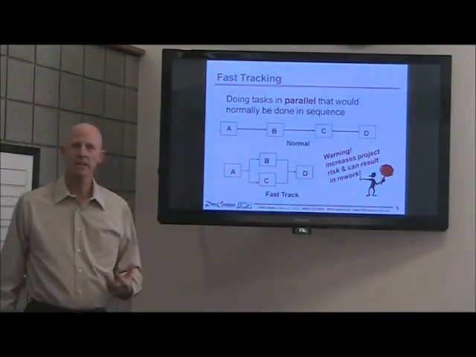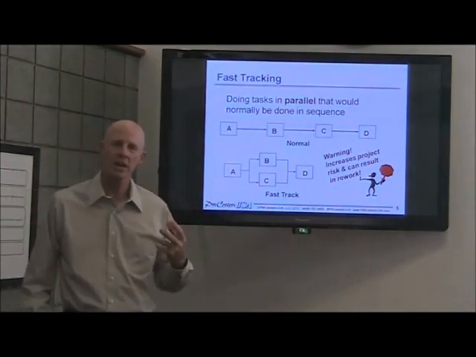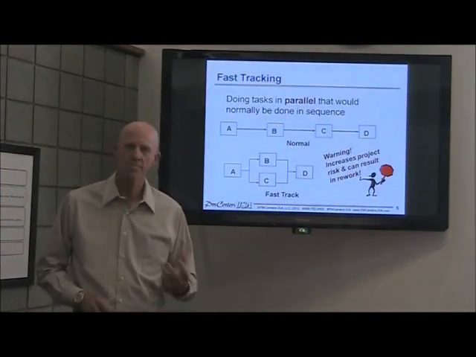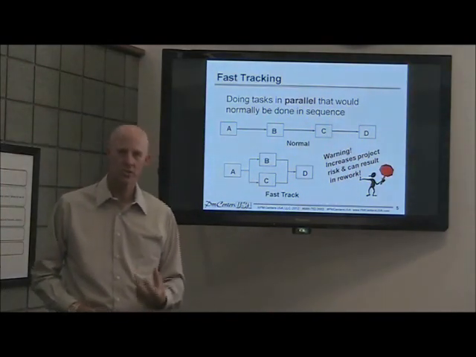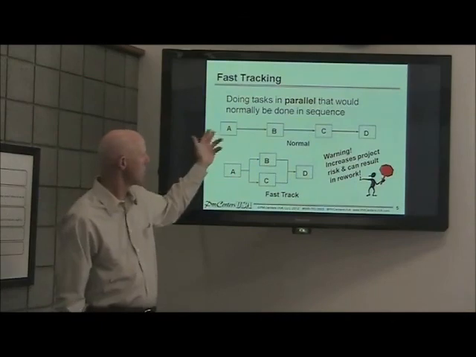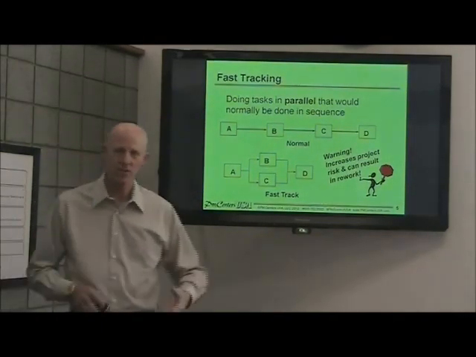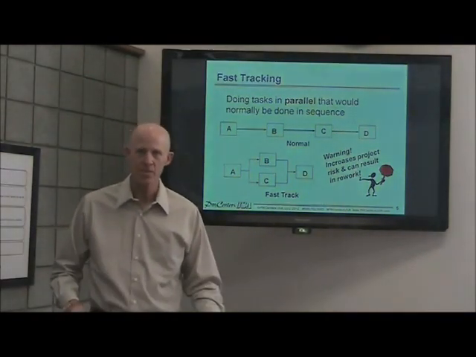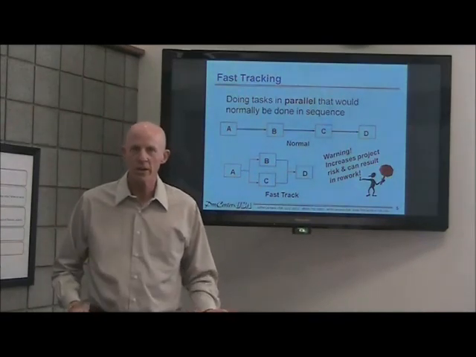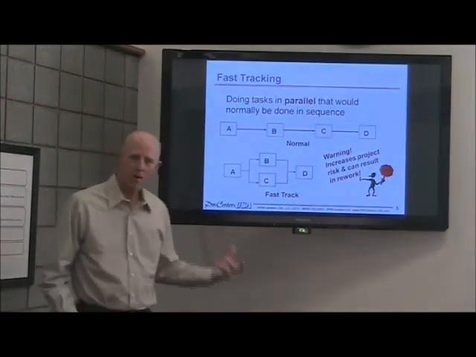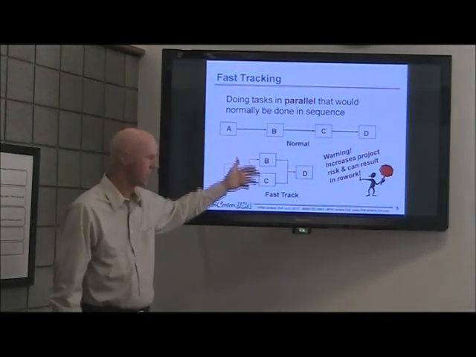All right, fast tracking. This is the other technique that can be used, and what it does, you put tasks in parallel that you normally do in sequence. Now I'm showing you an example here. Normally you do A first, then B, then C, and D. That's the most efficient way to do it. But again, because of schedule problems, you're going to do B and C in parallel.